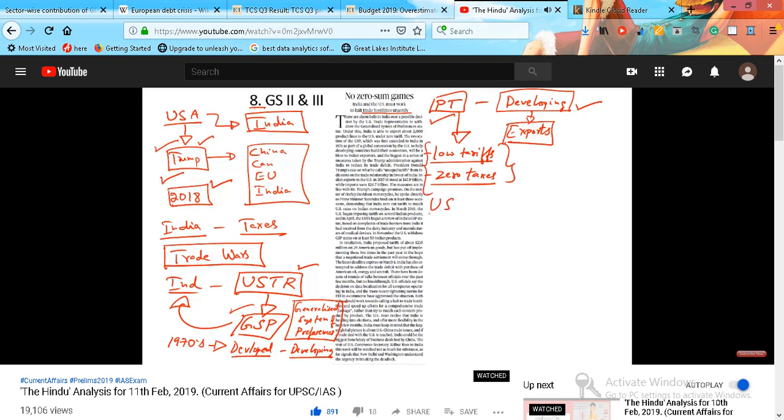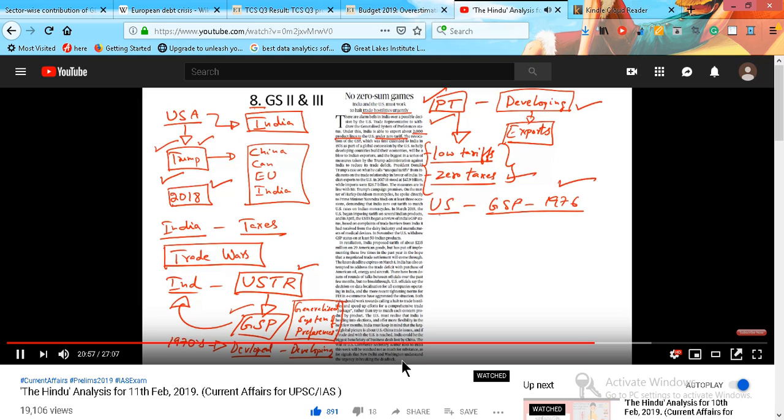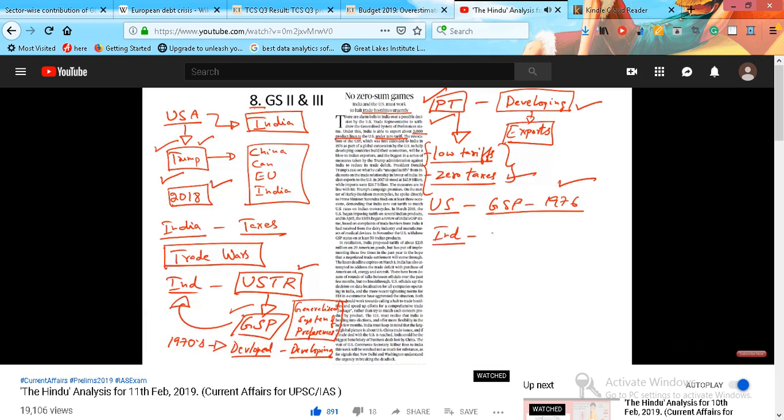So the US had given India the GSP status in 1976, and since then, India has enhanced its exports to the United States, and there are nearly 2,000 different product lines which are exported from India to the US under the zero tariff system. It's because of this preferential treatment that India enjoys a favorable balance in the deficit as far as its trade with the United States is concerned.